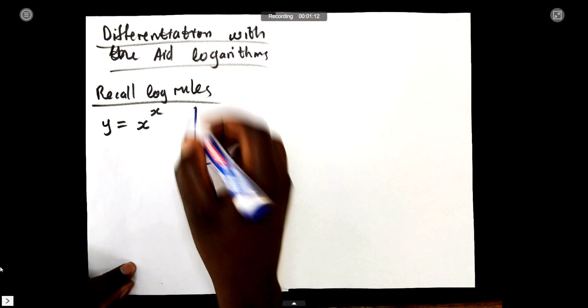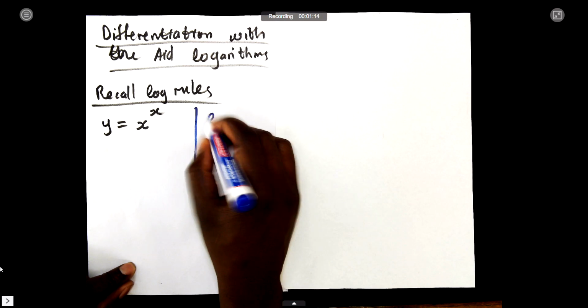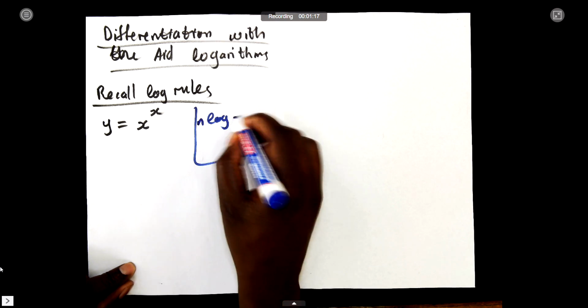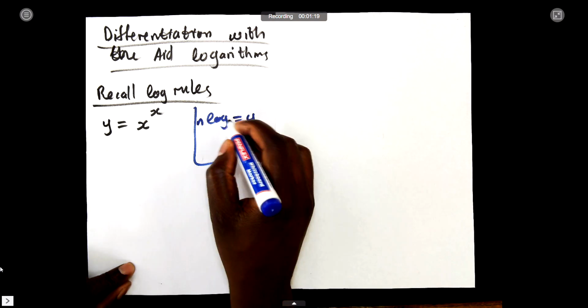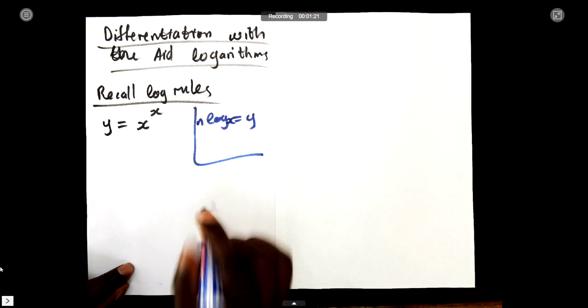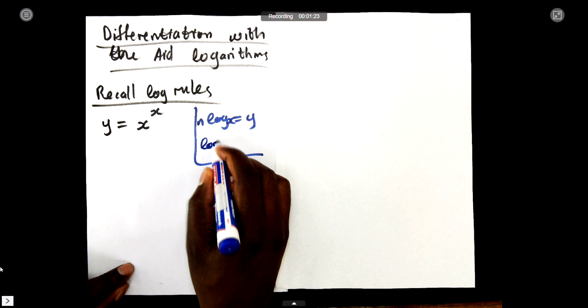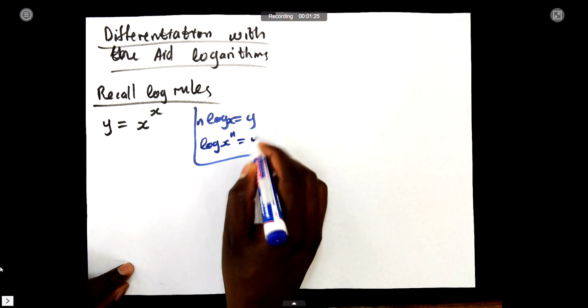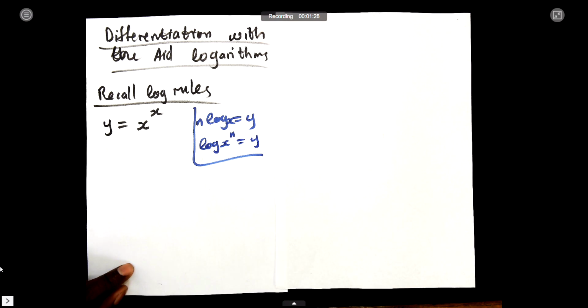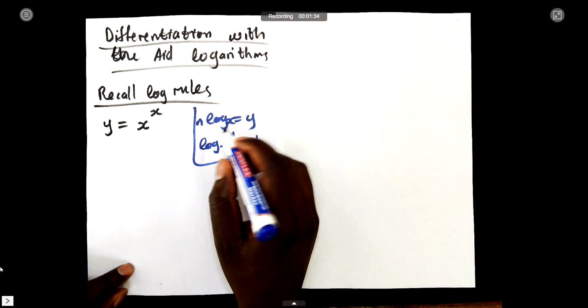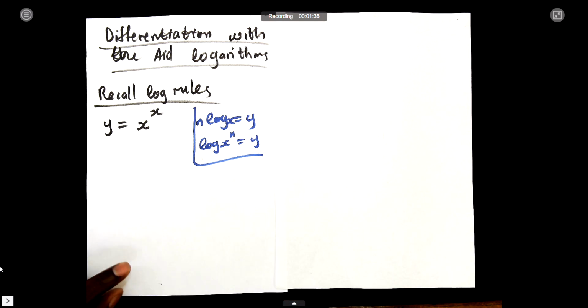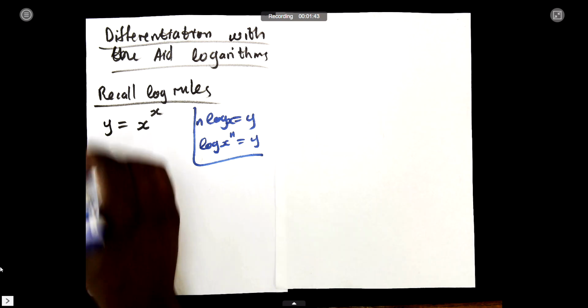So which means now we need to try and apply the rules of logarithms. If you recall, for an example, log of x to the power of n equals n log x. So we'll apply a similar law. Or in a case where we introduce log on both sides, sometimes we even drop down the exponent. So we're going to introduce a log on both sides.